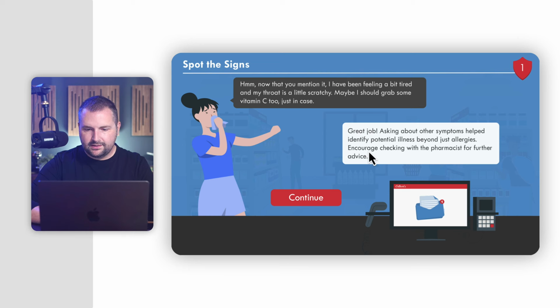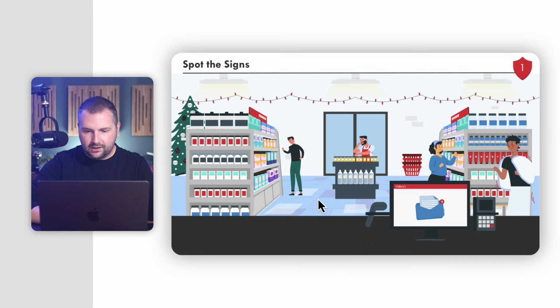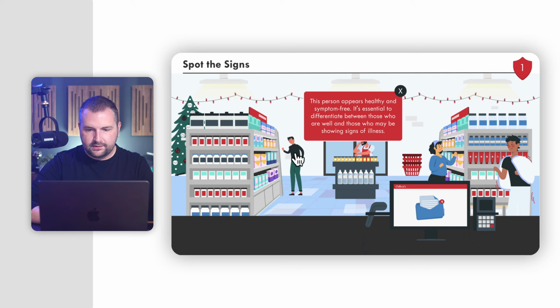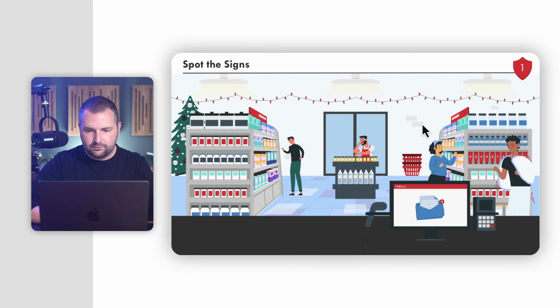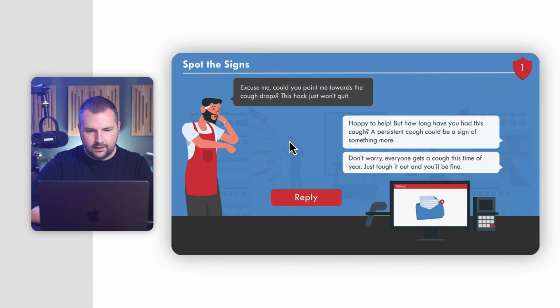And then we get some positive feedback there. Very good. We'll continue on. And now that customer's gone, so we've dealt with that one. Let's deal with this one here. That person appears healthy and symptom-free. All right, very good. We'll leave that customer alone. Let's try out this employee here.